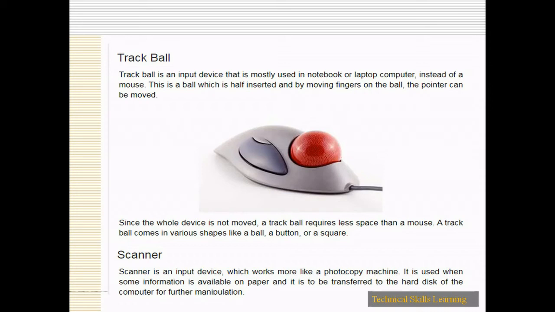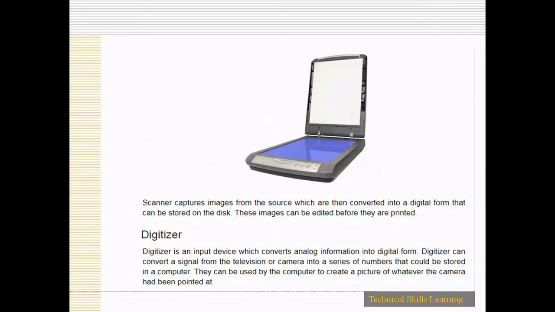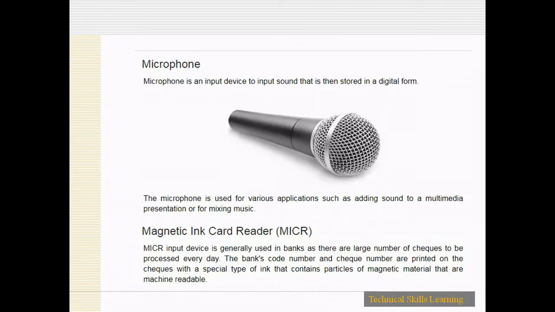Scanner is an input device which works more like a photocopy machine. It is used when some information is available on paper, and it is to be transferred to the hard disk of the computer for further manipulation. Scanner captures images from the source which are then converted into a digital form that can be stored on the disk. These images can be edited before they are printed.